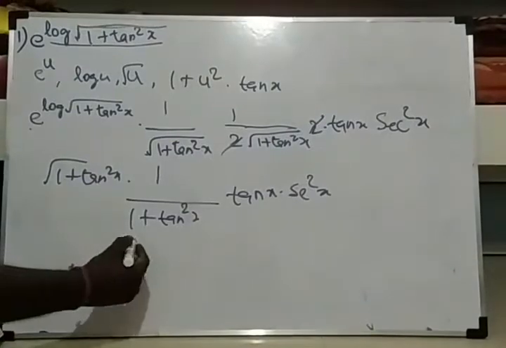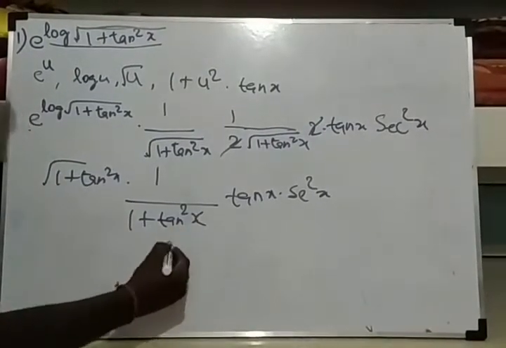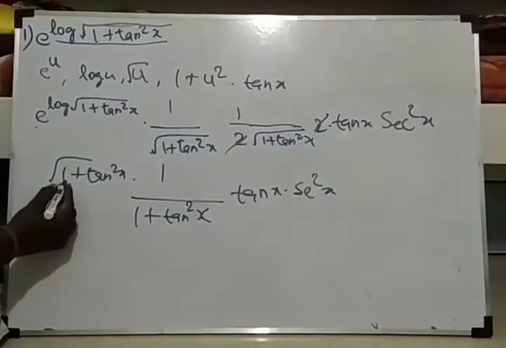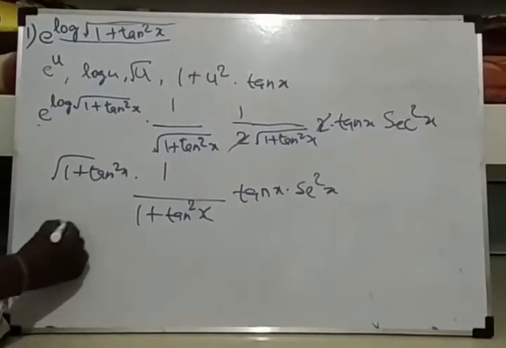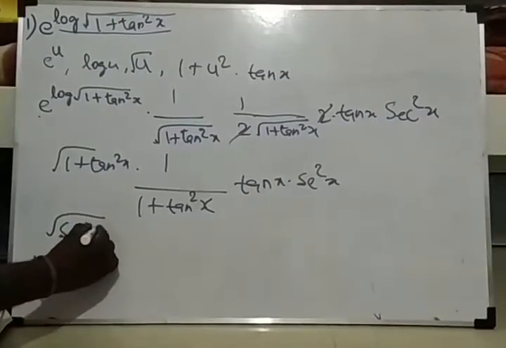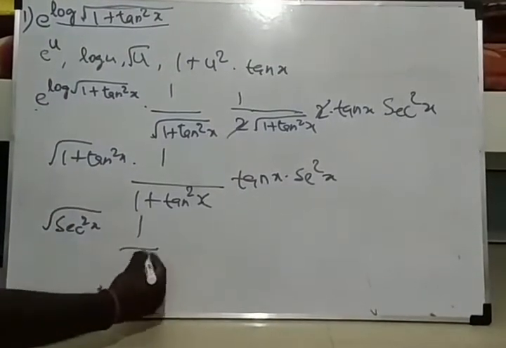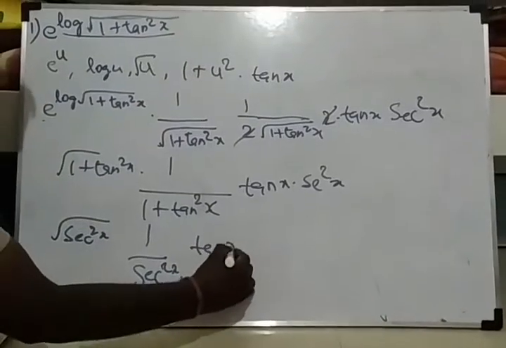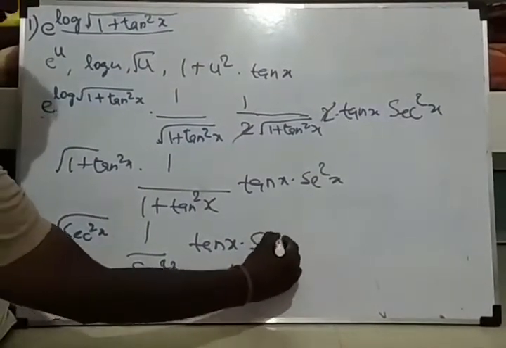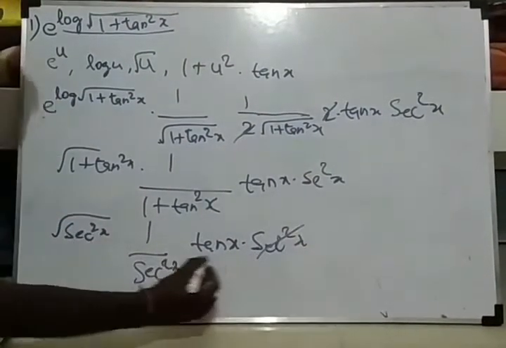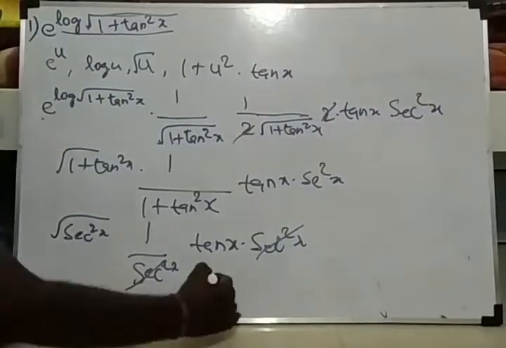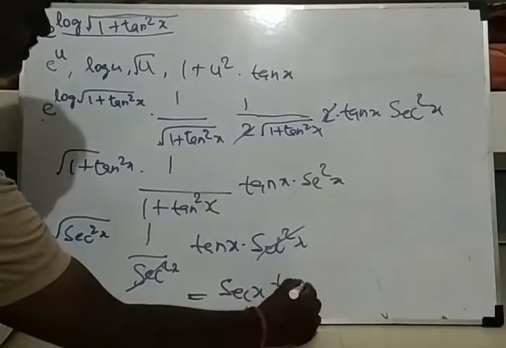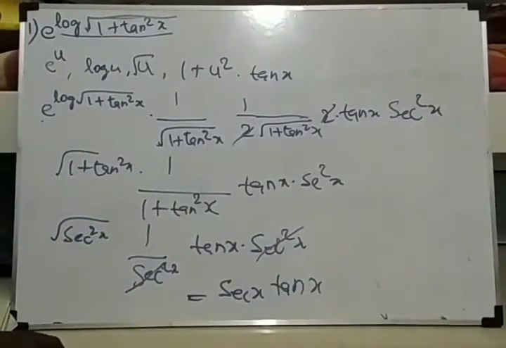We know 1 plus tan square x is nothing but secant square x, isn't it? That's a formula. So this is root of secant square x, that is 1 by secant square x. And then tan x, secant square x. So this secant square cancels. The root of secant square is secant x. And then tan x. This is the simplified answer.